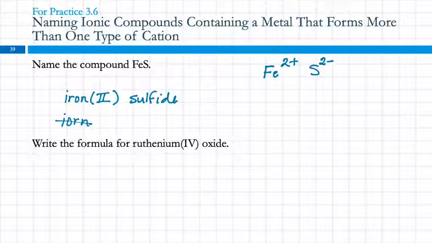Write the formula for ruthenium IV oxide. Well, what's the symbol for ruthenium? Ru. Are you sure? Yes. What's the charge on it? 4 plus. How do we know that? The Roman numeral tells me. Isn't that convenient? Oxide. Oxygen. What's the charge? 2 minus.